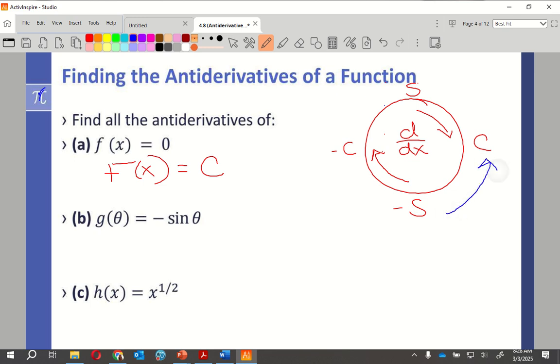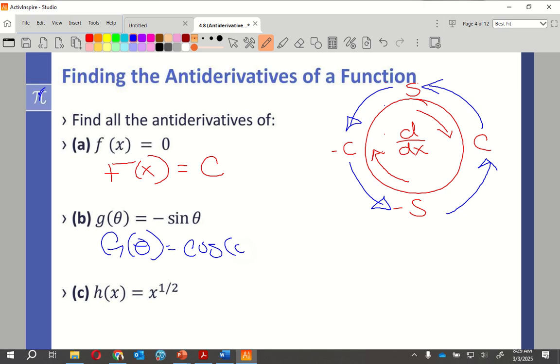So we are going in this direction for my antiderivatives. Negative sine is going to give me positive cosine, right? So this is going to be capital G of theta is equal to positive cosine of theta plus c.